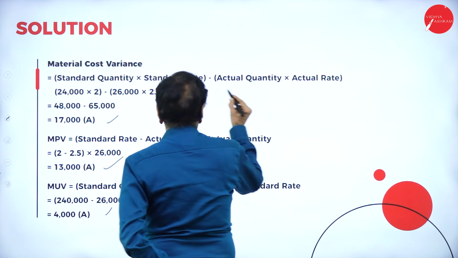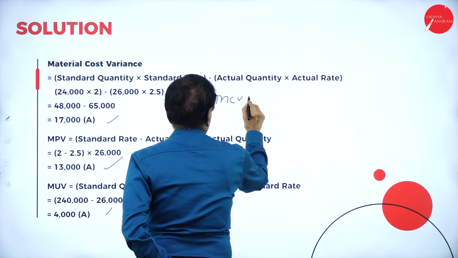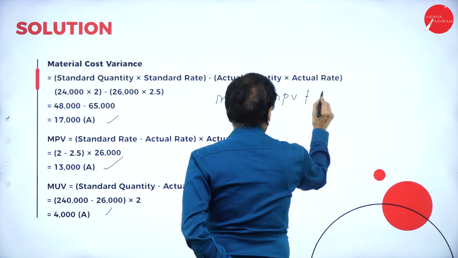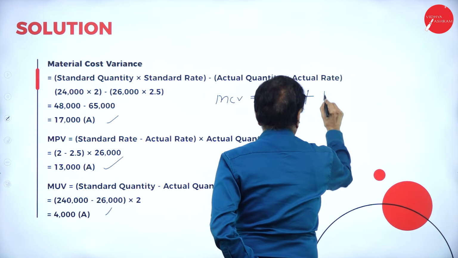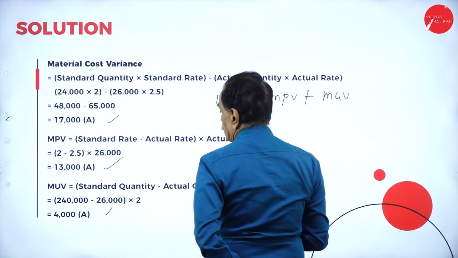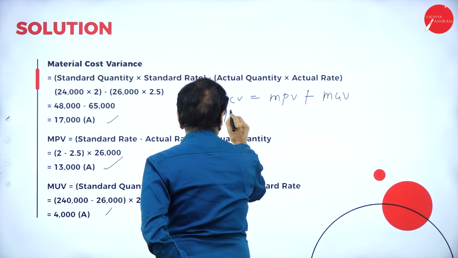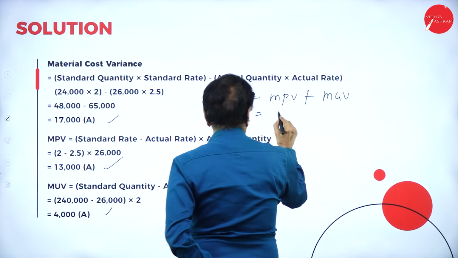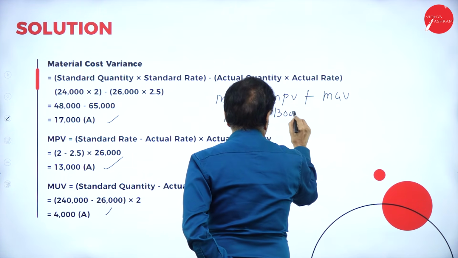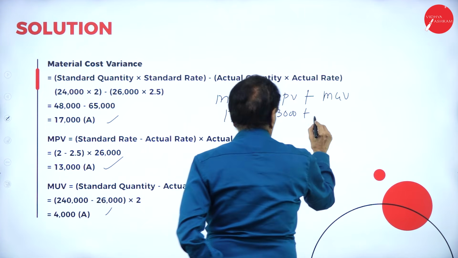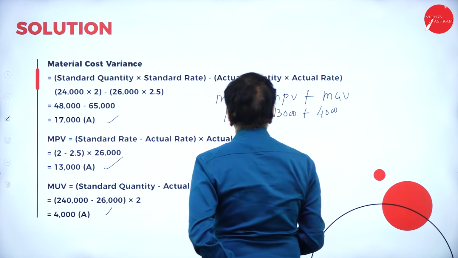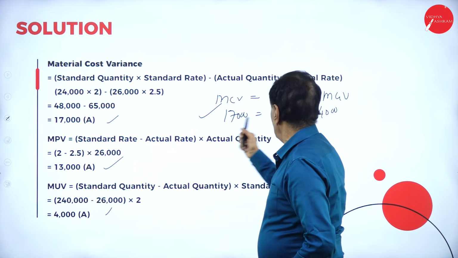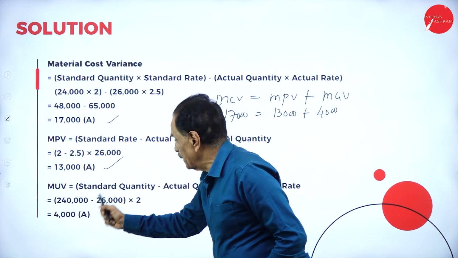Here MCV is equal to MPV plus MUV. What is your MCV? 17,000. MPV 13,000 plus 4,000. 17,000 equal to 17,000 adverse. So MCV should be equal to MPV plus MUV.